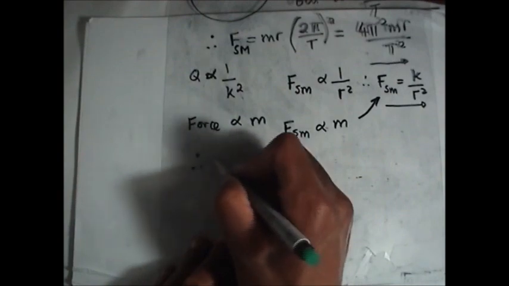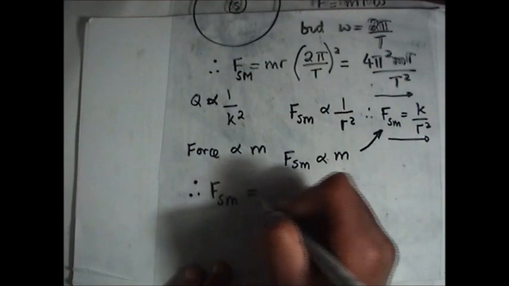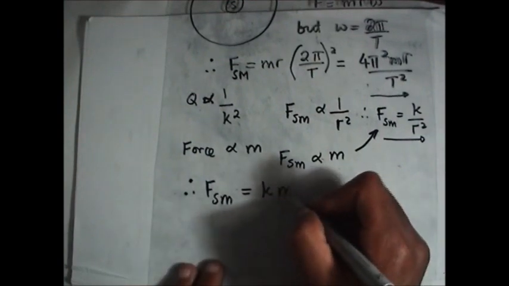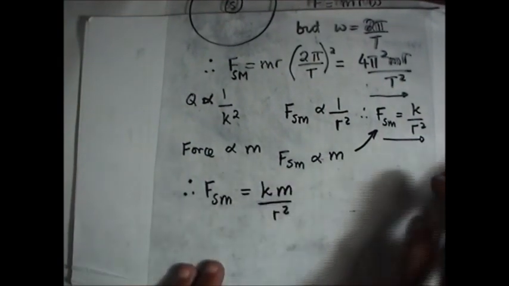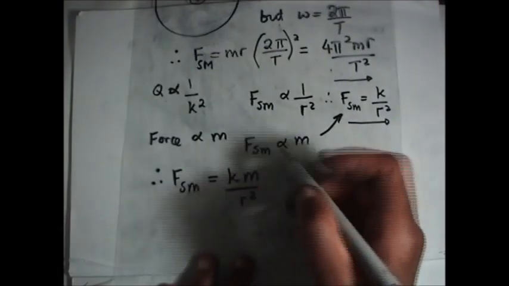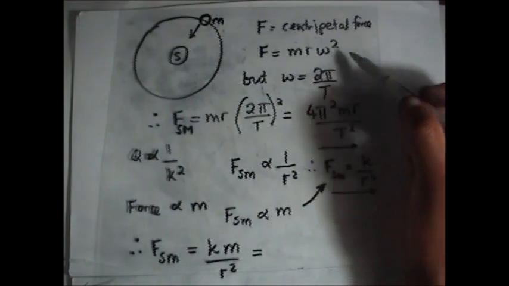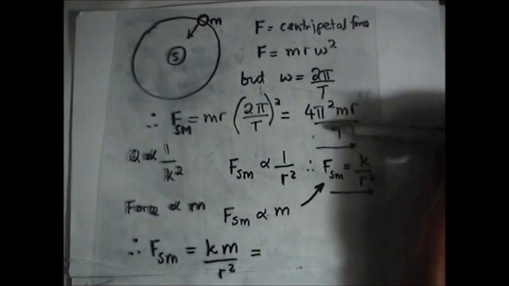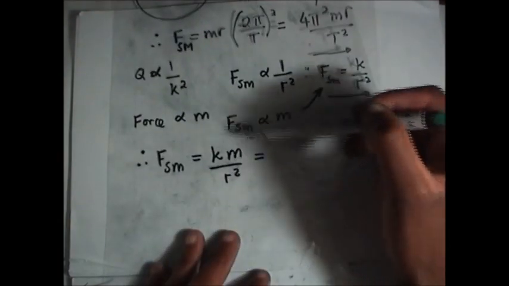Therefore, his overall assumption was the force on a planet m is equal to k, the constant of proportionality, times m over r squared. This was his assumption. So he then equated the two: the one from centripetal force that he had calculated, this one, and his assumption, this one.